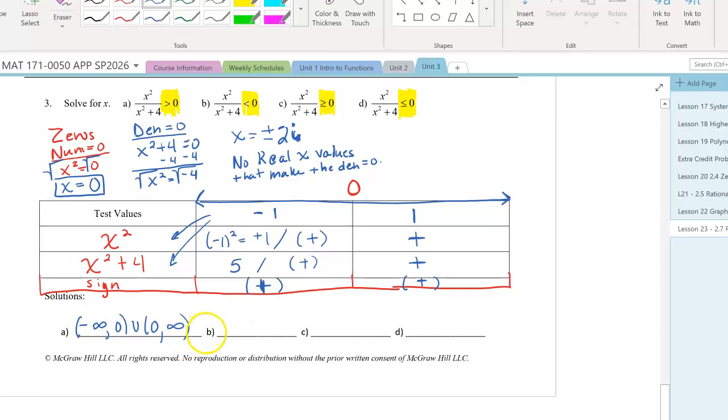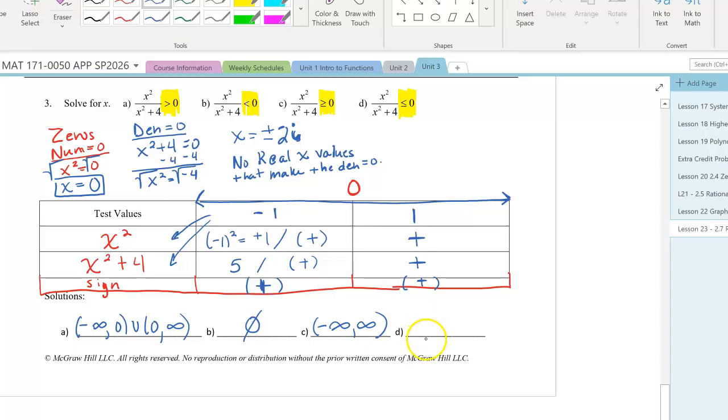B is asking us where this function is less than 0, or where is it negative? Well, it's not negative anywhere. It's positive here, and it's 0 when x is 0. So this would be no solution. What about C? C is asking where it's positive and where it's 0. Well, it's positive on these intervals, and it's 0 at 0, so this would actually be all real numbers.